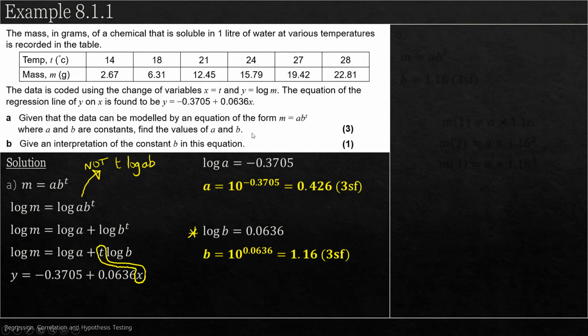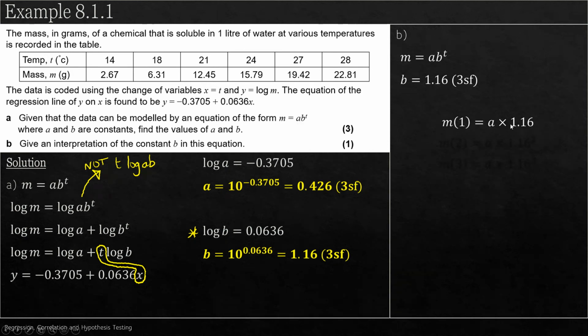Done. In part B, give an interpretation of the constant b in this equation. So this equation, m equals a times b to the power t. Remember we found that b was 1.16. Let's just think about what happens as t increases. So what is m when t is 1? I'm using this notation here to mean the value of m when t is 1. So when t is 1, we just get a times b.